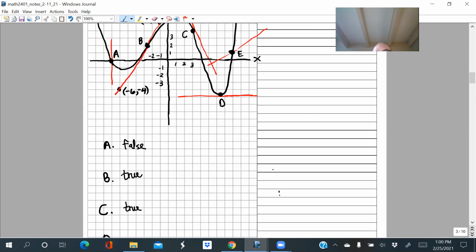Y'all doing really good. Okay. Turning point. Yeah, this is a turning point, right? Remember that term, turning point? Okay, so this is a turning point. It's switching here from decreasing to increasing. And at turning points, tangent lines turn out to be what?